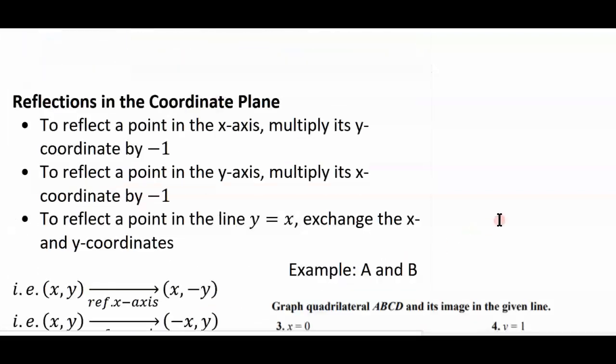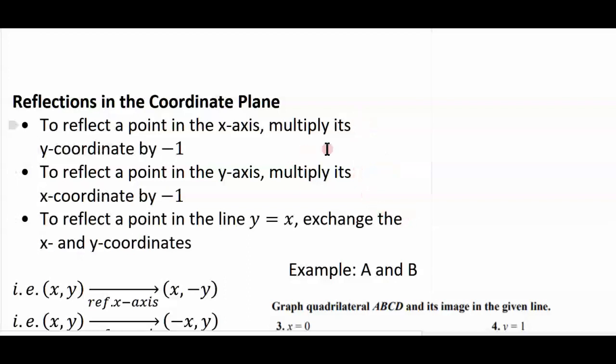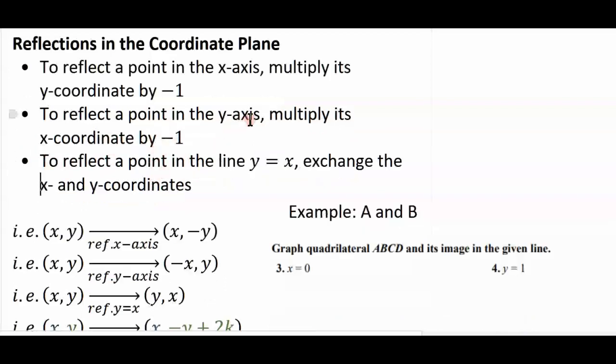Then we have reflections in the coordinate plane. We did quite a bit of this in class. Okay. To reflect a point in the x-axis, we found we multiplied its y-coordinate by -1. To reflect a point in the y-axis, we multiplied its x-coordinate by -1.